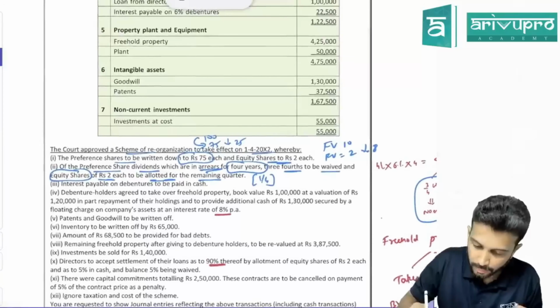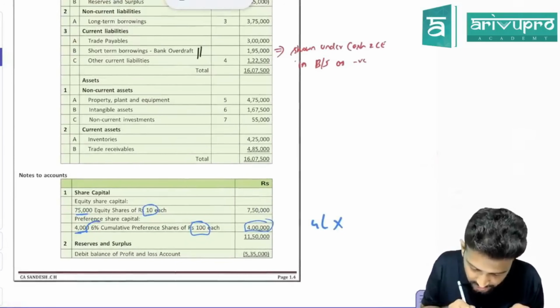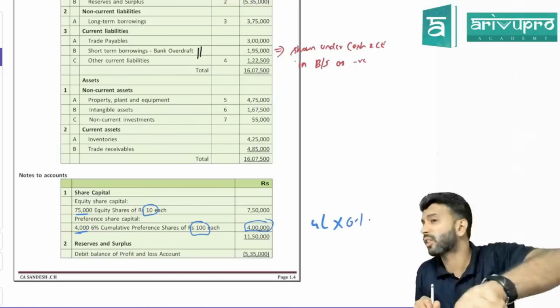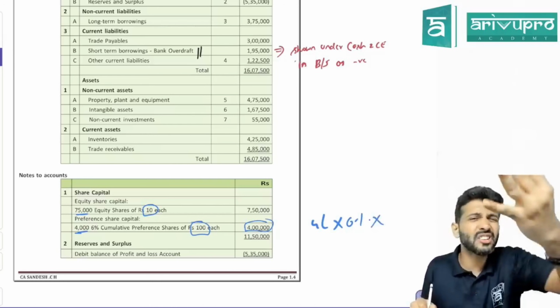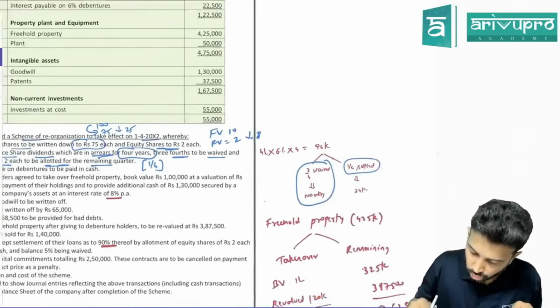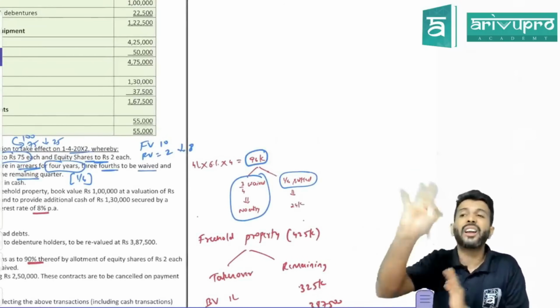First of all, calculate, sir. How much is the preference share capital? 4 lakh. What percentage preference shares are these? 6%. So 4 lakh into 6%, you're going to get 24,000. That is 1 year's dividend. Here was it 1 year's dividend in arrears or 4 years? 4 years. So 24,000 into 4 is 96,000. So totally 96,000 was the dividend in arrears.